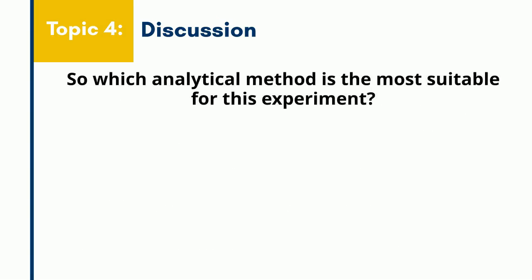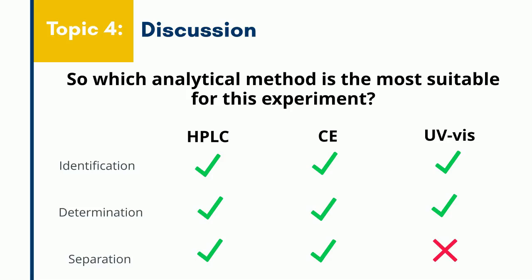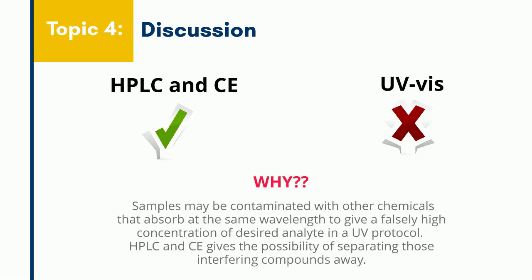In short, HPLC and CE are the more suitable analytical method in this experiment compared to UV-vis. This is because they are suitable for identification, determination, and separation of the analyte sample, whereas UV-vis is only suitable for identification and determination and not separation. The samples may be contaminated with other chemicals that absorb at the same wavelength to give falsely a high concentration of desired analyte in a UV protocol. HPLC and CE gives the possibility of separating those interfering compounds away, whereas UV-vis doesn't.